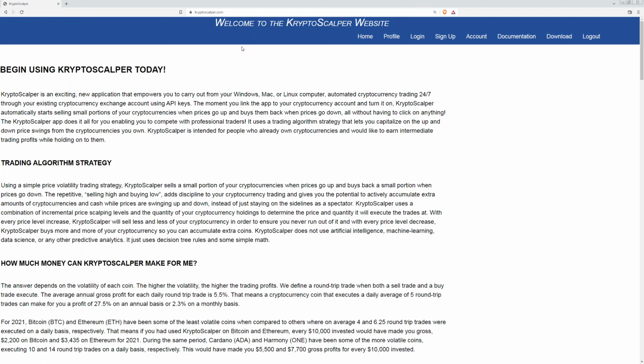The more volatile a coin is, the more trades will execute and the more trading profits you can potentially make. The application runs all day, allowing you to make some trading profits 24 hours a day. That's why if you're looking for ways to make trading profits off of the cryptocurrencies that you own, then KryptoScalper may be right for you.